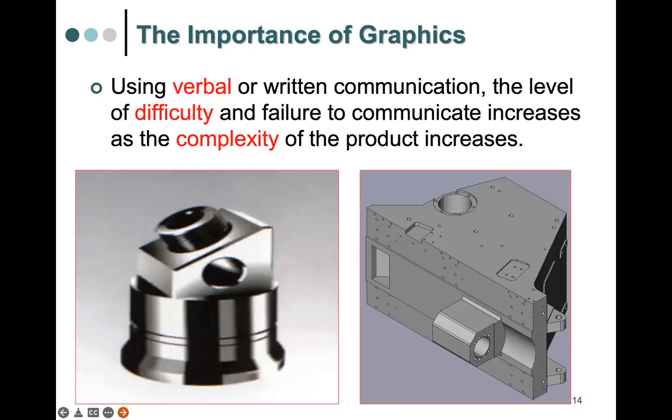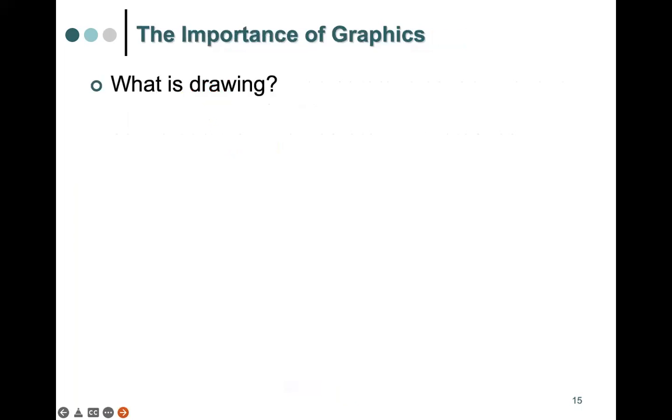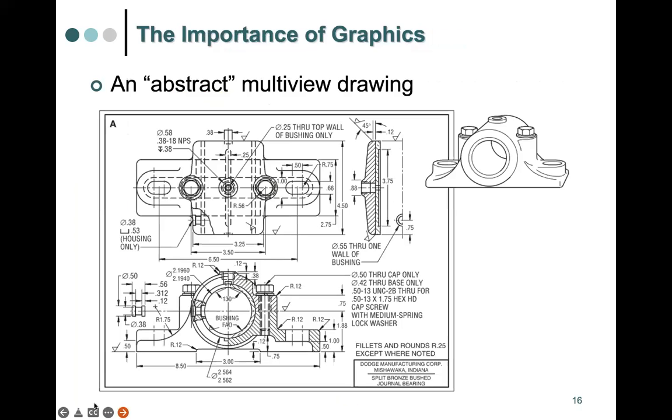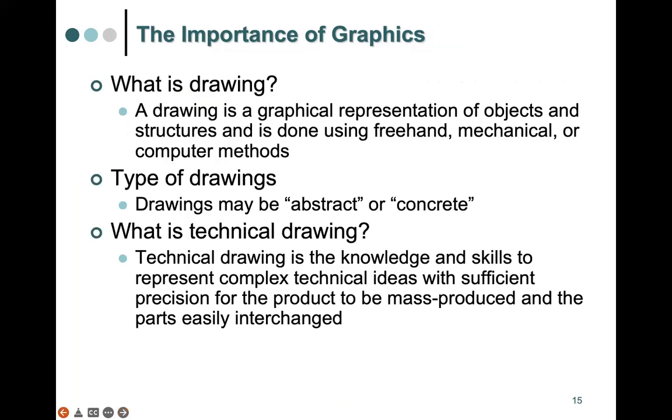So this one is also verbal communication. Using verbal and written communication, the level of difficulty and the failure to communicate will increase as the complexity of the products increases. Okay, so let's watch. This is an example of a complex one, so let's read it.